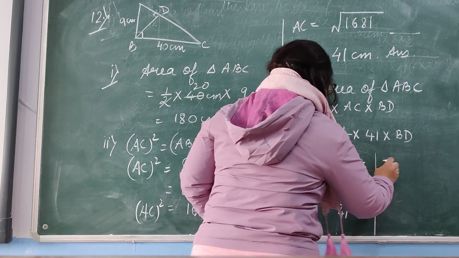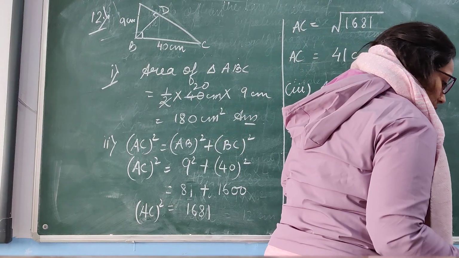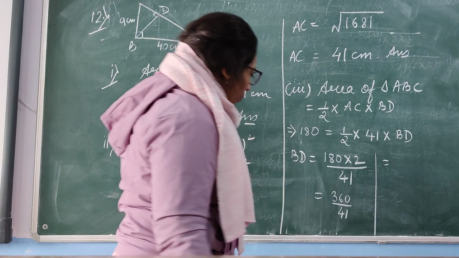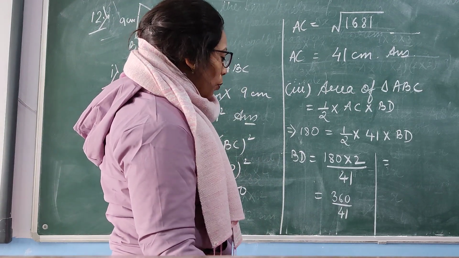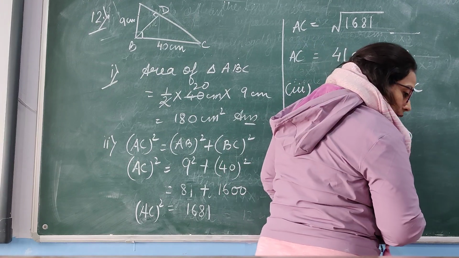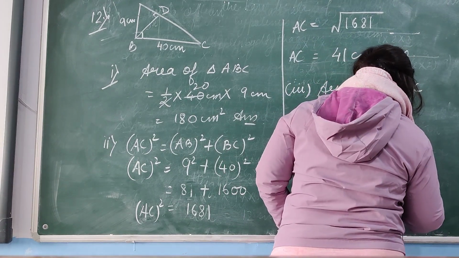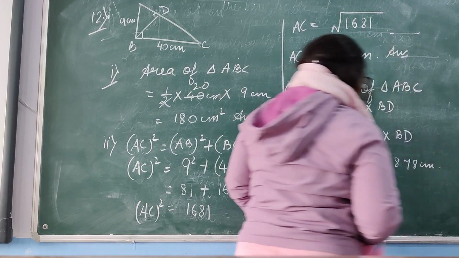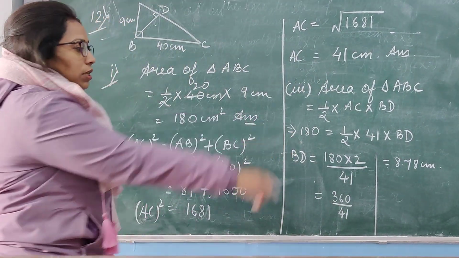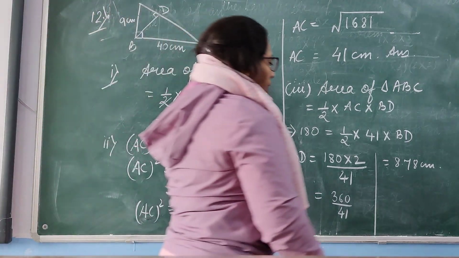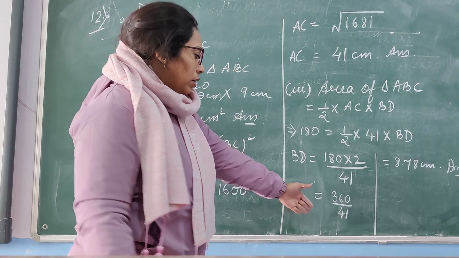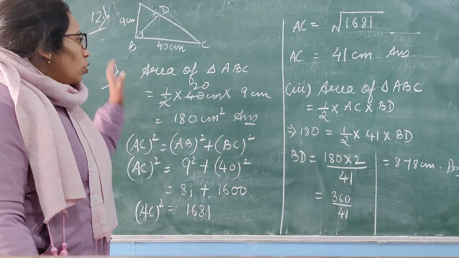That is, BD is equal to, when you calculate, it will come out to be 8 point something. Please do calculate it; I am directly writing the answer. That is 8.78 centimeter. We have to find the answer correct to 2 decimal places, so I have directly written the answer 8.78 centimeter. Please do calculate the value, because till here everything must be clear. So I hope the question is clear.